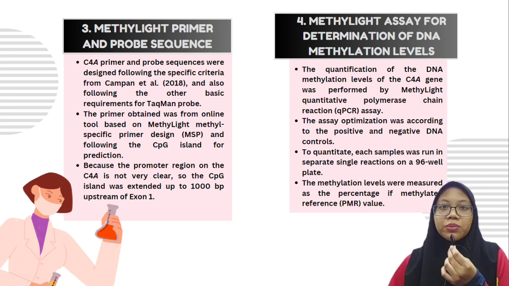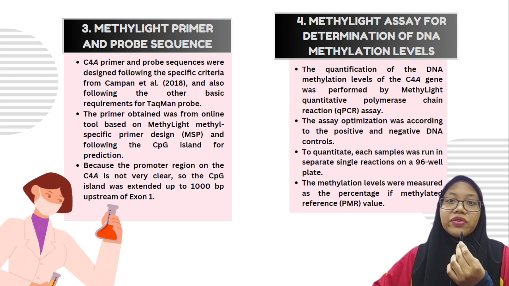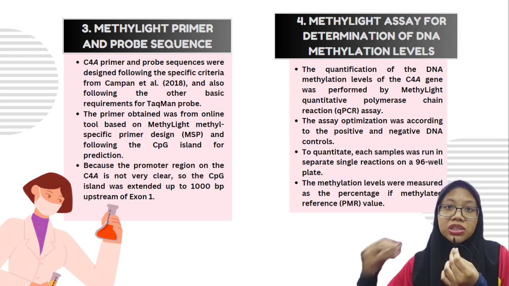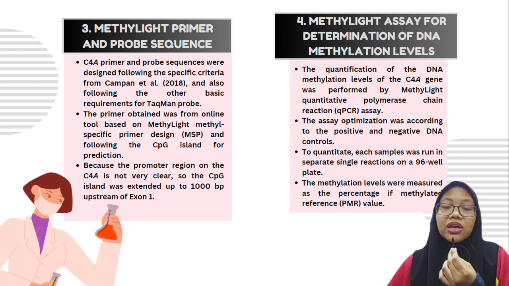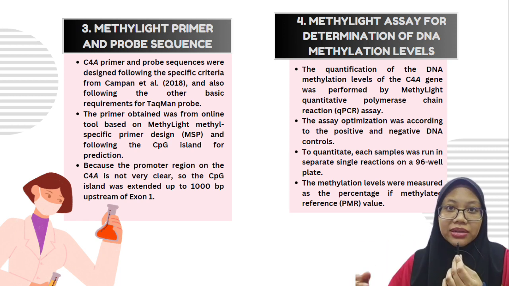The primer was obtained from an online tool based on MethPrimer methylation-specific primer design, following the CpG island sequence prediction. After that, the quantification of the DNA methylation levels of the C4A gene was performed by methylation-specific quantitative polymerase chain reaction assay. To quantitate, each sample was run in a separate single reaction on a 96 well plate.